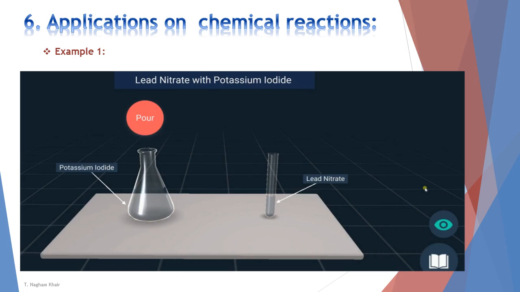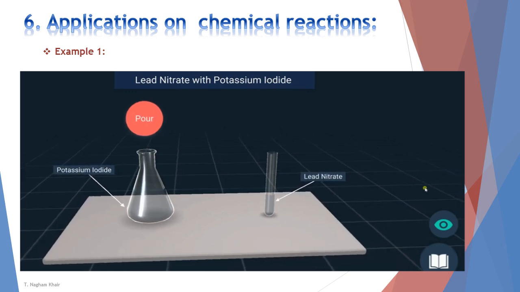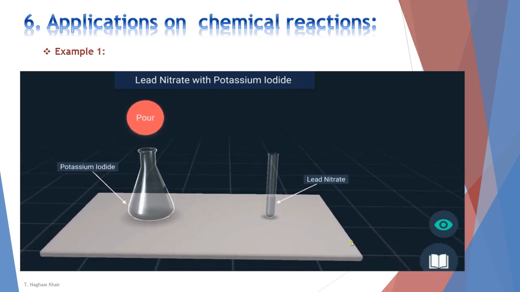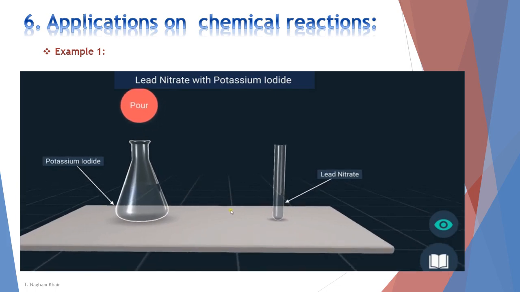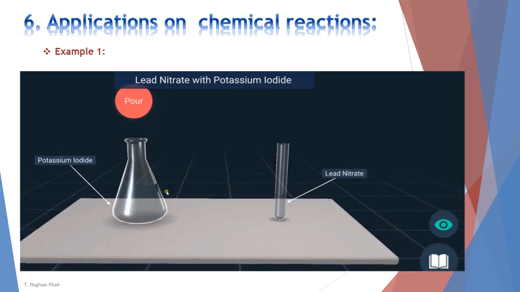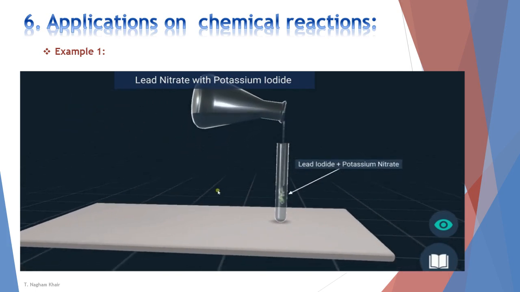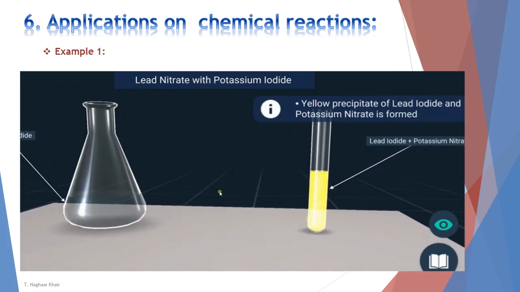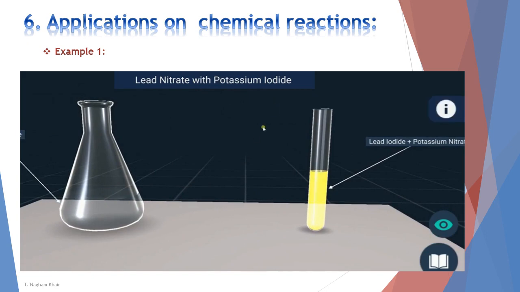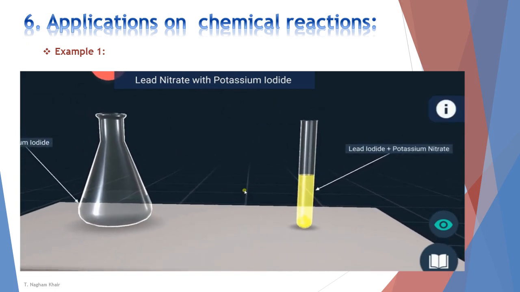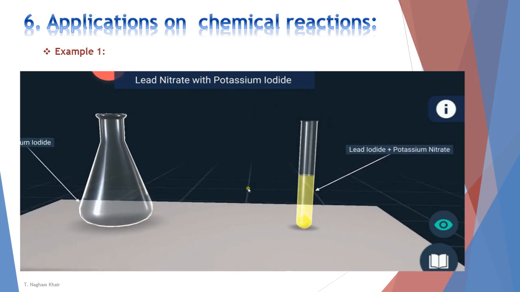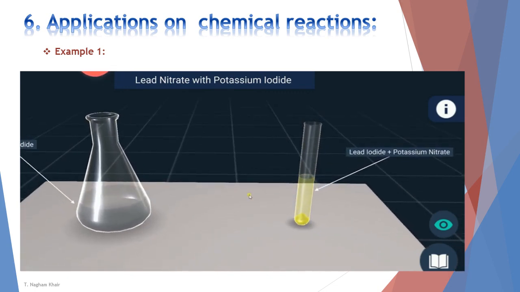How to determine that a chemical reaction has taken place? Let's perform this activity to understand. We have taken lead nitrate solution in a test tube and potassium iodide solution in a conical flask. Add potassium iodide solution to the test tube. We see that the mixture produces a yellow color solution. The color changes upon mixing with lead nitrate, signifying a chemical reaction.